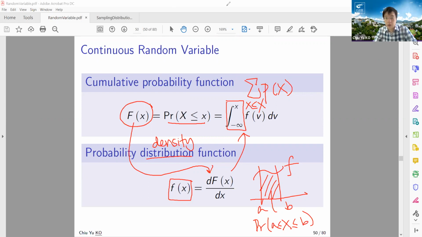By the way, can you see the slides, in case I haven't asked? Okay.